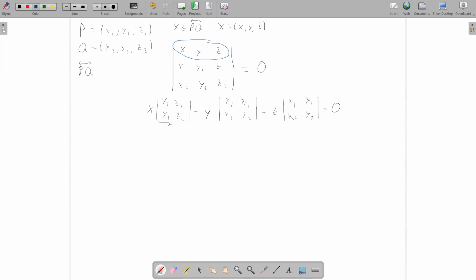Now these determinants here are just constants, which I'll call u, minus v, and w. I call this one minus v so that it cancels with this negative. I can just write that the equation of a line is of the form ux plus vy plus wz equals 0.